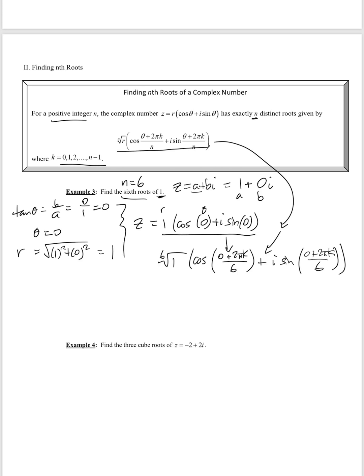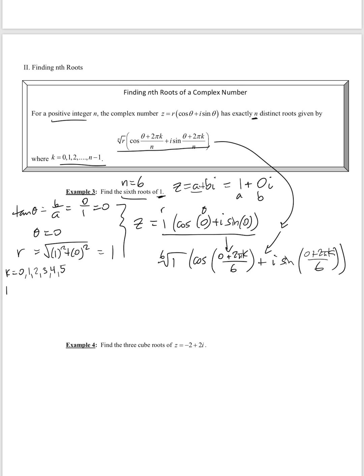starting with k equals 0. So in this case, n is 6, so I'm going to go from k equals 0 all the way to k equals 5. That's 6 minus 1, n minus 1. So now, I'm going to set up 6 different pieces to this to find each of those sixth roots, right? Because the sixth root is going to have 6 different roots, just like the square root has 2 answers and the cube root has 3.